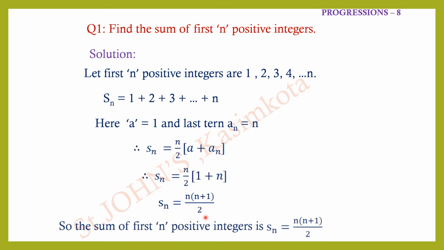Clear? So the sum of the first n positive integers is Sn equals n into n plus 1 by 2. Okay. Now let us move on to the second question.